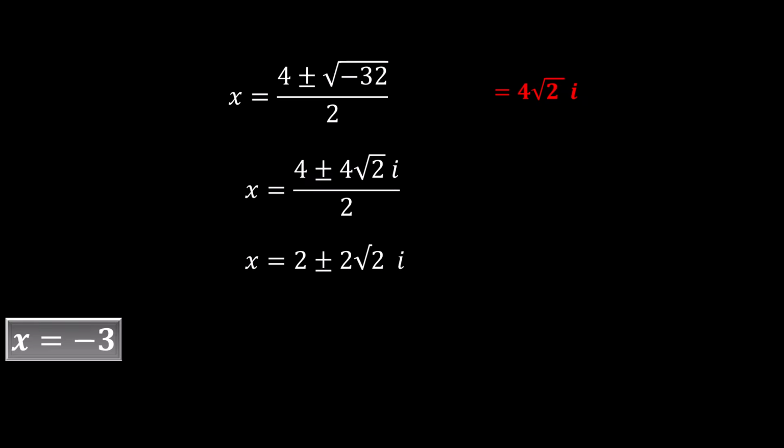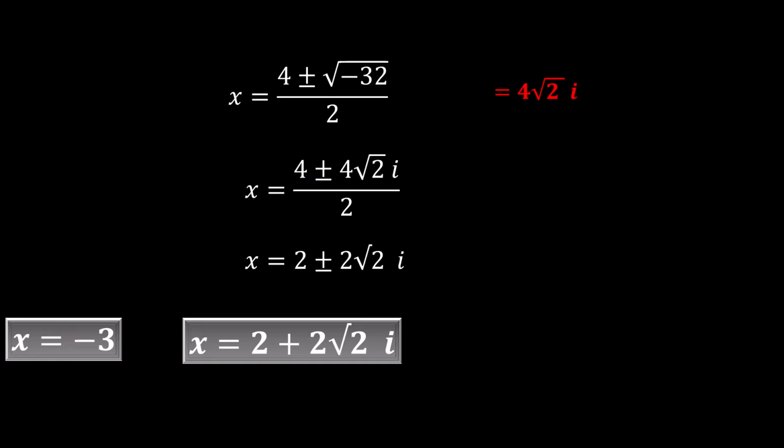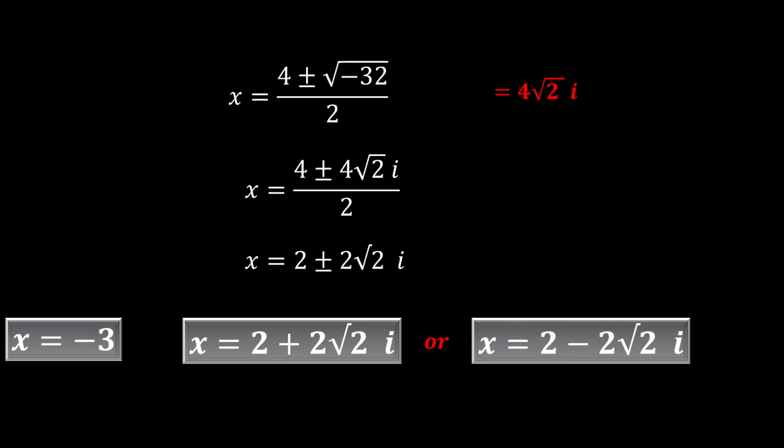So we already have one solution here, x is equal to minus 3. The other two solutions will be x is equal to 2 plus 2 square root of 2i, or x is equal to 2 minus 2 square root of 2i. So here we have found all three solutions. That's it.